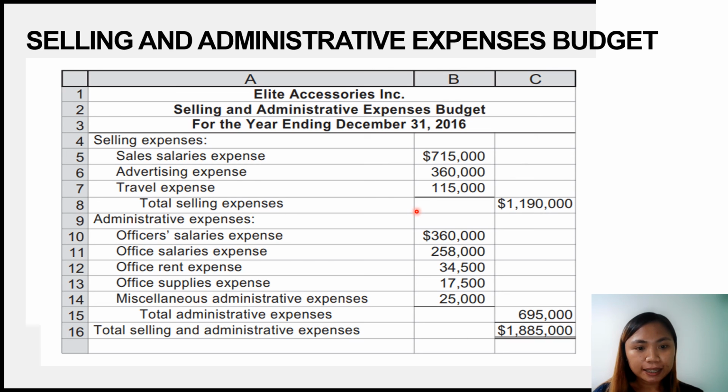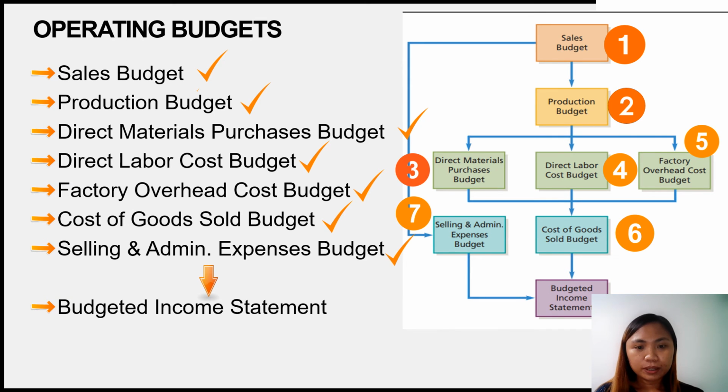So as what we can see, the total selling and administrative expenses for Elite Accessories is $1,885,000 for the year ending December 31, 2016. So for this budget year, the company expects to shell out or to pay for this amount of selling and administrative expenses. So now we are done with the selling and admin expenses budget. So these operating budgets will then be used in the computation of the budgeted income statement.